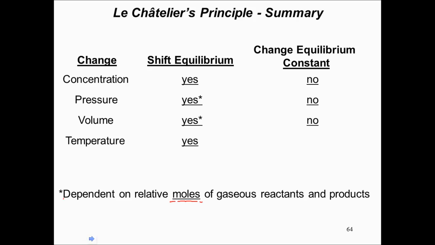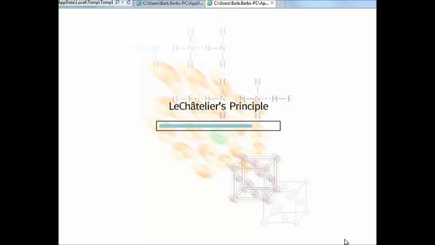Temperature. Yes, that will shift the equilibrium, and yes, it will change the equilibrium constant because equilibrium constants are temperature dependent. What about adding a catalyst? No, it won't shift the equilibrium. And no, it won't change that equilibrium constant. This is one of those charts you need to keep track of on those quizzes and tests.